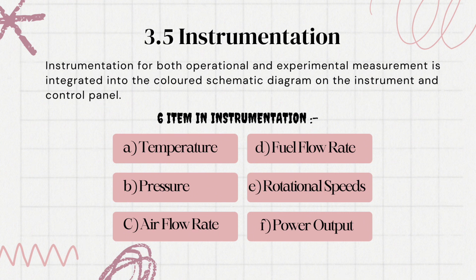Instrumentation for both operational and experimental measurement is integrated into the color schematic diagram on the instrument and control panel. These are 6 important items in instrument. Number 1 is temperature. Number 2, pressure. Number 3 is air flow rate. 4, fuel flow rate. Number 5 is rotational speeds. And lastly is power output.